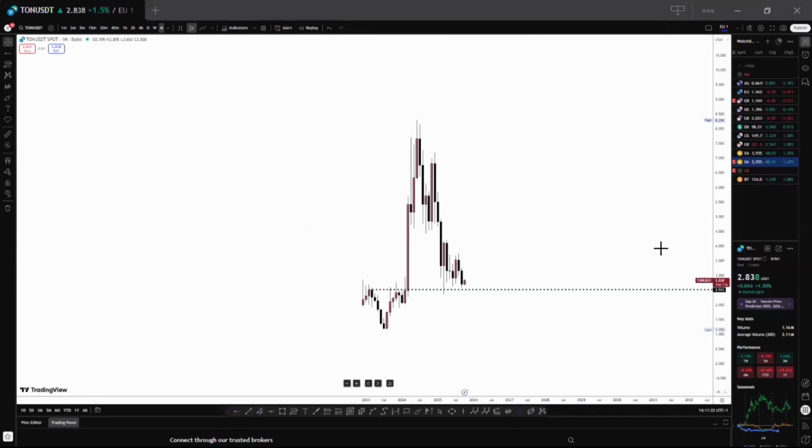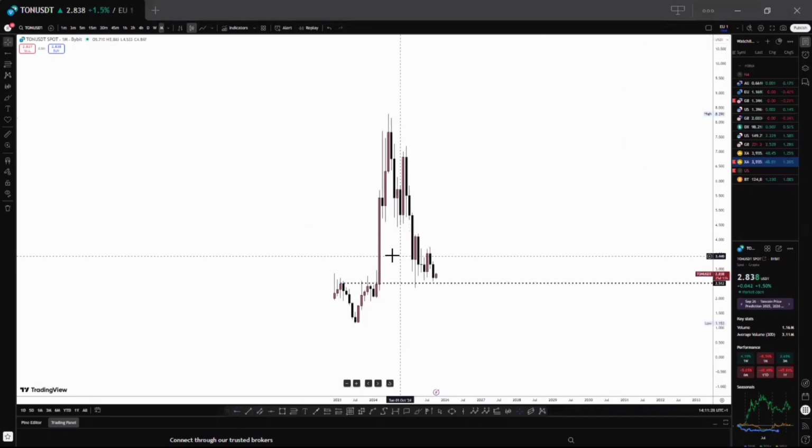Currently we are at a major key level from when this particular price action was made available. For those of you who don't know what price action is, it's simply a chart representation of the transactions and the data presentation of this particular currency paired against USDT.